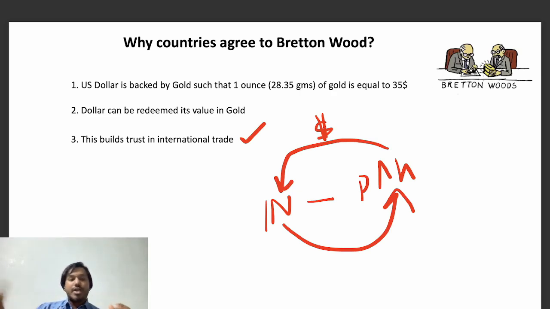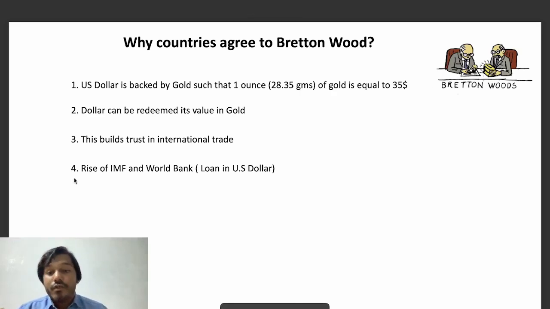Any countries around the world, China, America, Russia and Japan, if they want to trade with each other, they will just trade with the dollar, because they know that if you give me a dollar, I can easily convert it into gold, as written in the Bretton Woods agreement. So that's the reason all around the world they accepted the dollar and pegged their currencies to it. And the fourth point is the rising of the IMF and the World Bank.